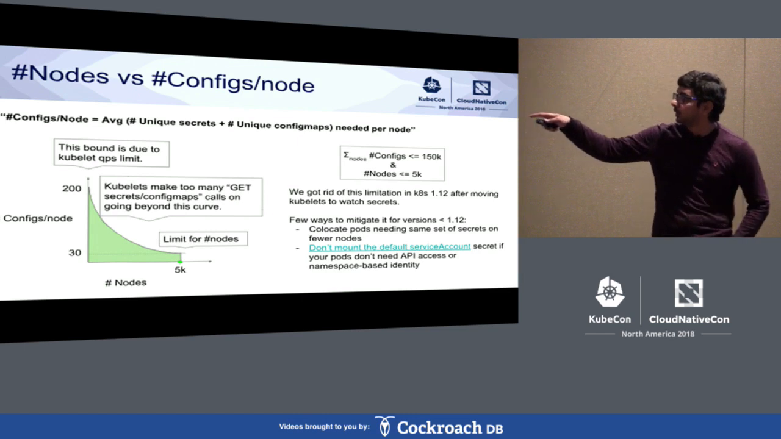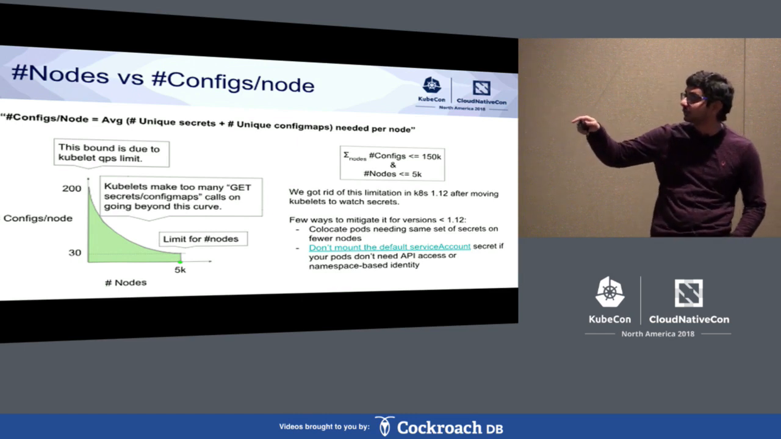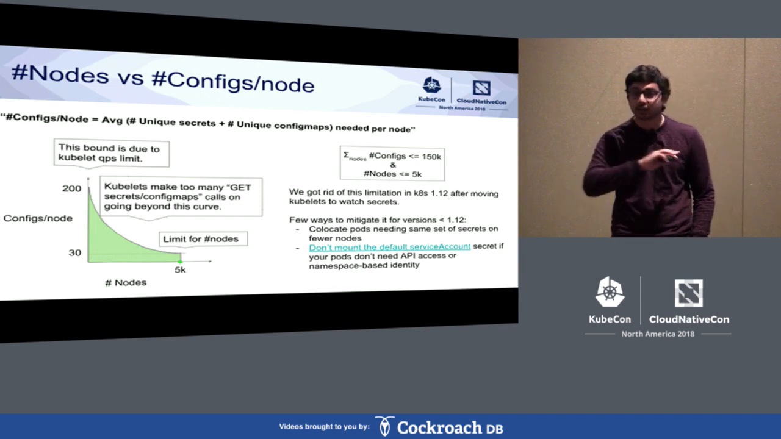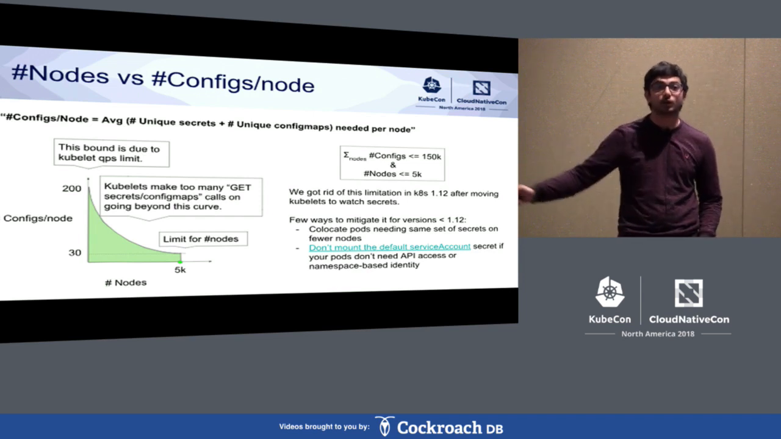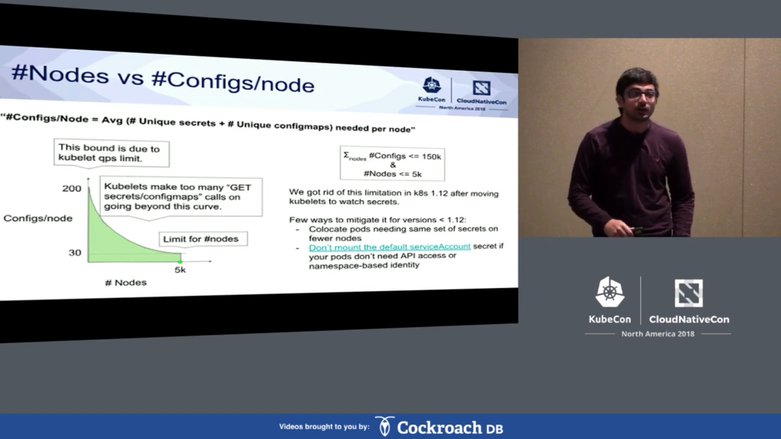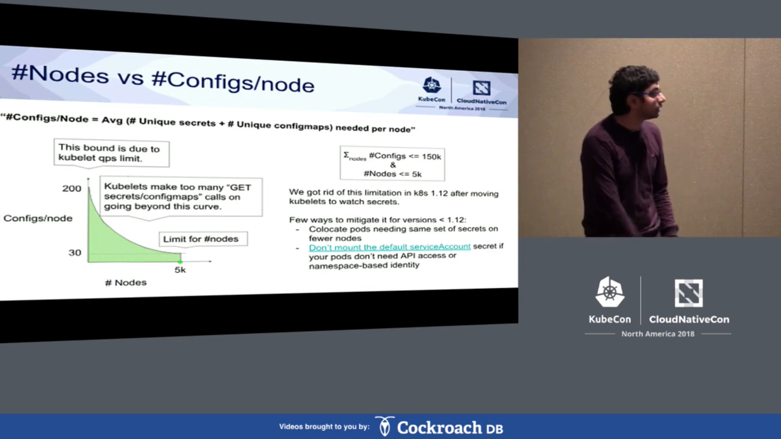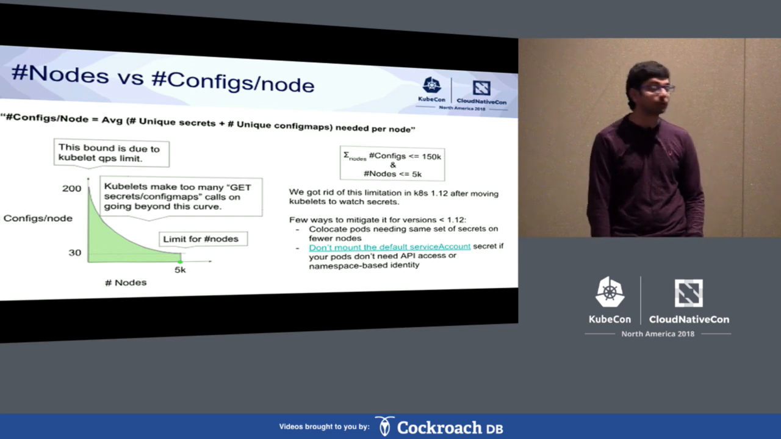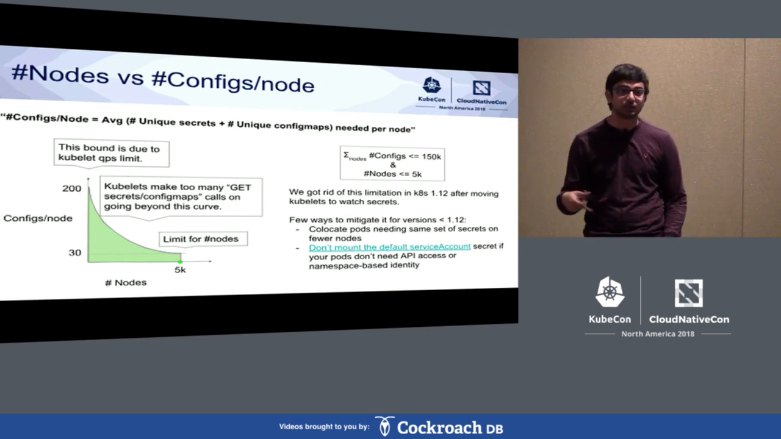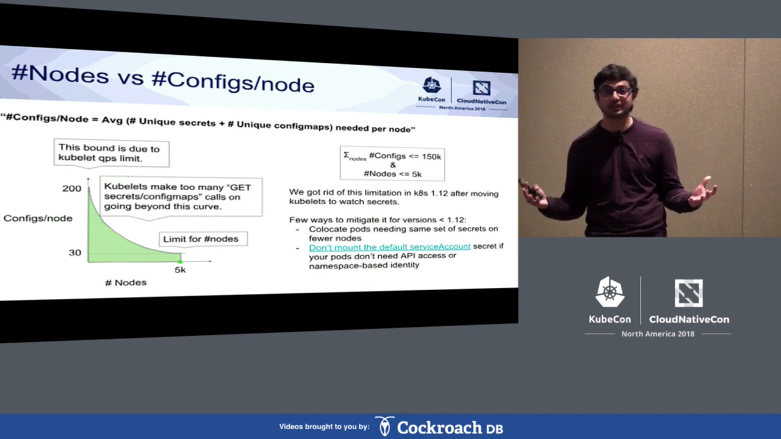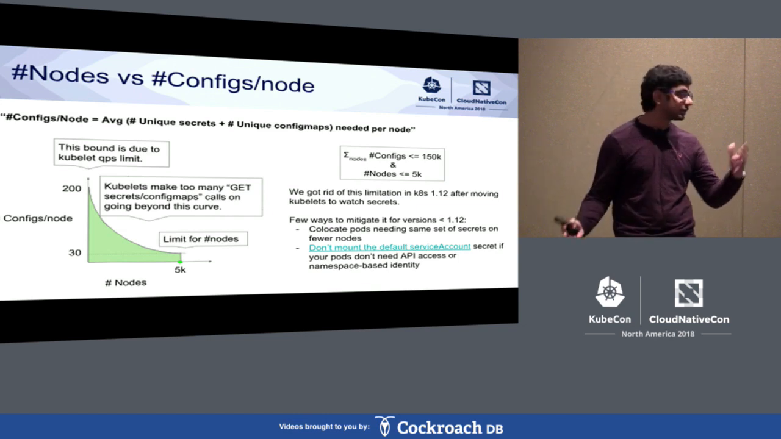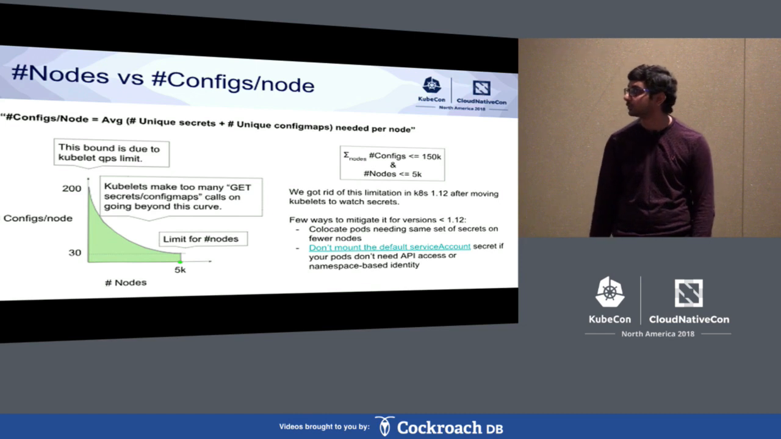The curve here represents the product of both, which is the aggregate number of configs that are needed across all your nodes. And this we limit to 150,000, the reason being what I told you just now: Kubelet needs to make periodic calls, and the bulk of these GET secrets and config map calls in your cluster becomes so big that your master can get overloaded because of this.